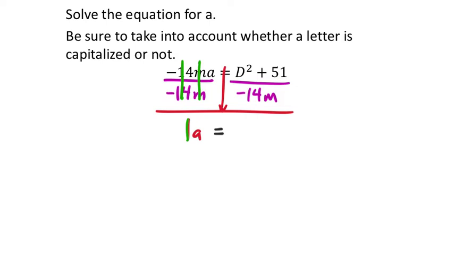And then, well, what does this equal? It equals everything there on the right. So that right there is our final solution.